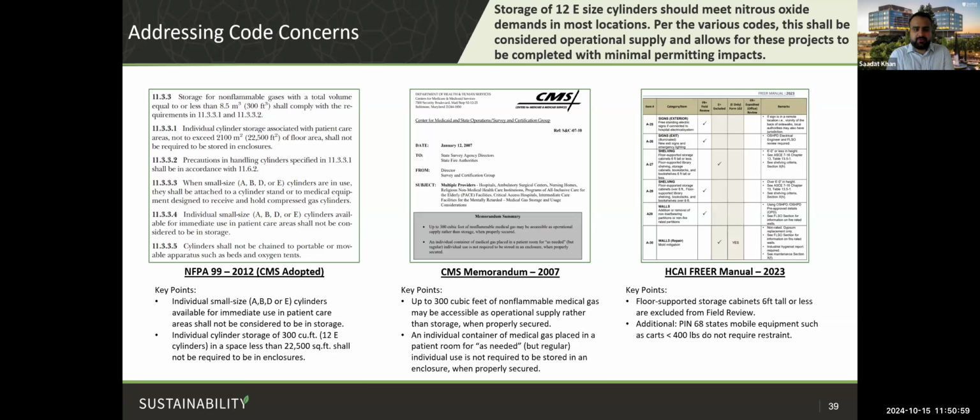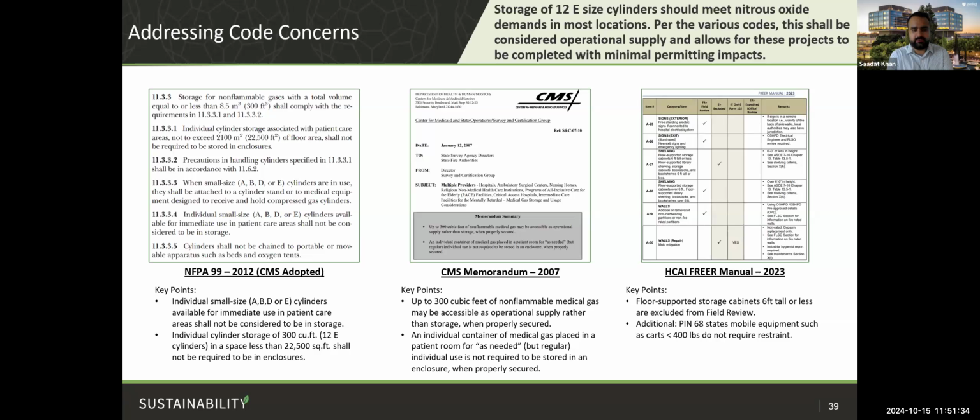There have been a lot of questions about whether providing backup storage close to clinical use raises any code concerns with the Joint Commission or with HCI, as we are in California as well. So I just want to cite over here three different sources that back up our information, our justification, back up our decision that it is not impacting any code requirements.